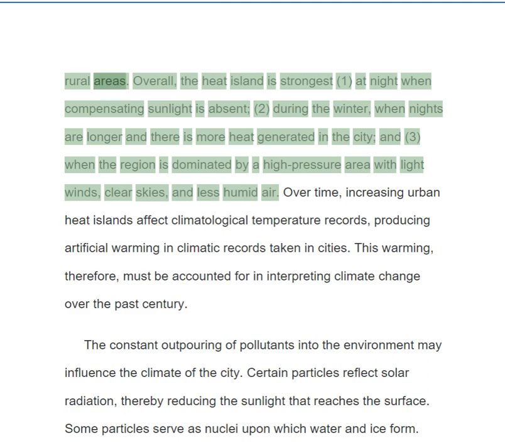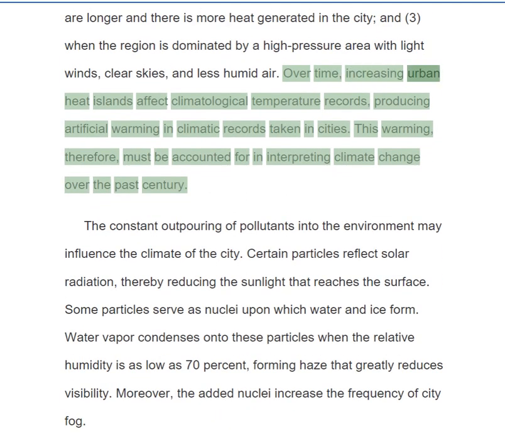Overall, the heat island is strongest at night when compensating sunlight is absent, during the winter, when nights are longer and there is more heat generated in the city, and when the region is dominated by a high-pressure area with light winds, clear skies, and less humid air. Over time, increasing urban heat islands affect climatological temperature records, producing artificial warming in climatic records taken in cities. This warming, therefore, must be accounted for in interpreting climate change over the past century.